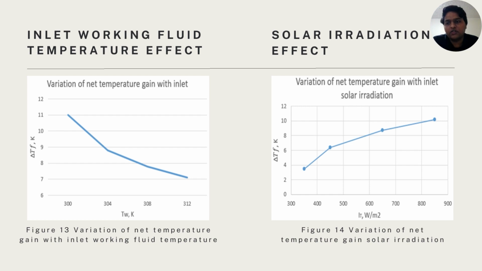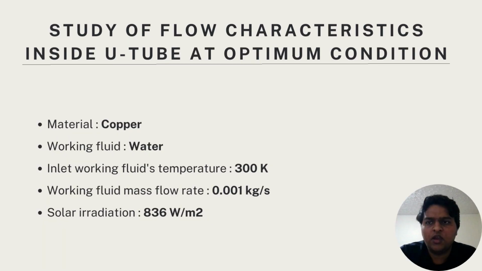It is also found that the solar irradiation increases from 350 watt per meter square to 836 watt per meter square. The net temperature gain between the inlet and outlet temperature rises by approximately 11.2 Kelvin. After performing all this analysis, the optimum characteristics for the studies are as follows.